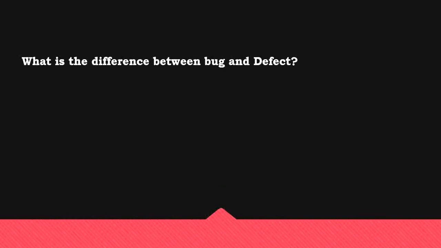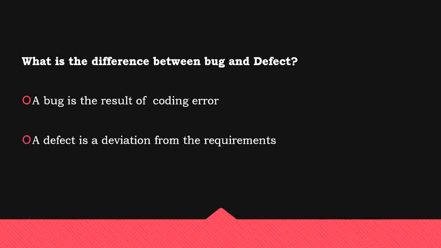What is the difference between a defect and a bug? A bug is a result of a coding error, whereas a defect is a deviation from the requirement or the specification. So, these are all the important questions from a manual testing perspective, and this is part 1 of the series. Stay tuned for part 2.